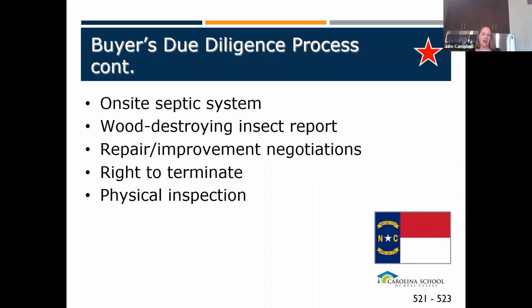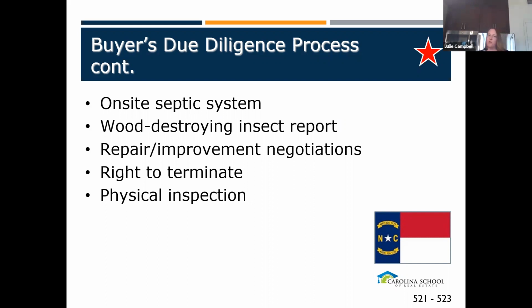Next question: can the buyer request repairs? Can they ask the seller to fix? Sure. There's no rule that says they can't ask. The seller could agree to do all of the requested repairs, none of the requested repairs, possibly some of the requested repairs. Once your buyers have had their inspections, home inspection, pest inspection, survey, etc., they are encouraged to negotiate the repairs, come to agreement, if any, all while we're still in due diligence.